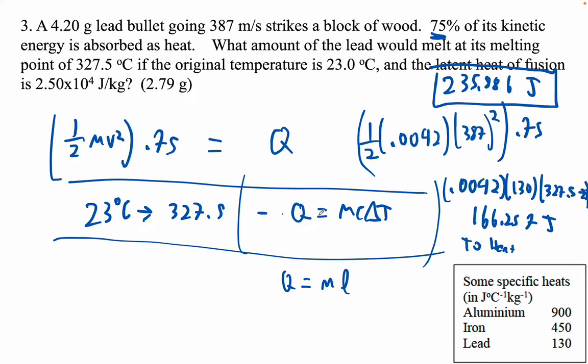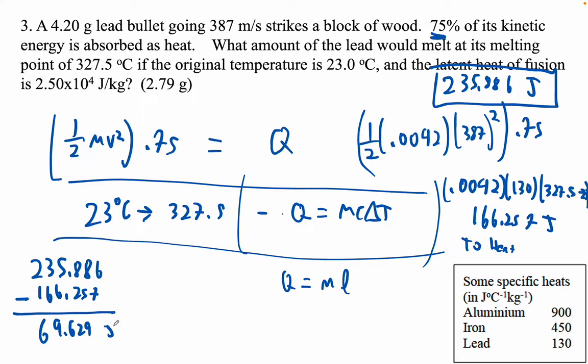So now our math looks like this. We've got 235.886 minus 166.257. How much do we have left? We've got 69.629 joules to melt.